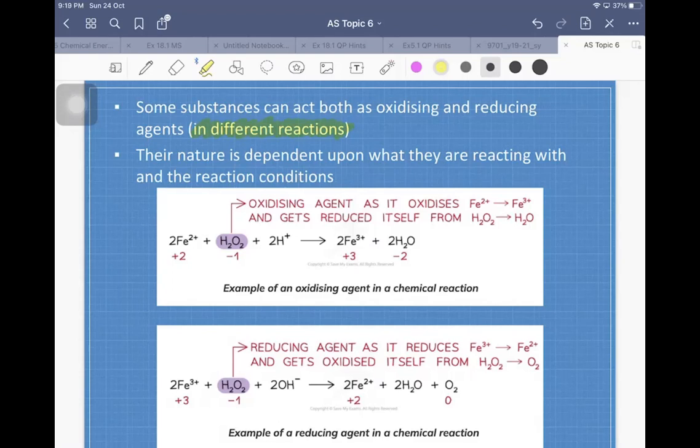First example, you can copy this down, add on to your notes. When H2O2 reacts with Fe2+, it acts as an oxidizing agent. How do we know that? Because itself is being reduced. So I've worked out the oxidation number. If you look at H2O2, the oxygen goes from -1 to -2. So that is a decrease. Be careful with your negative numbers.